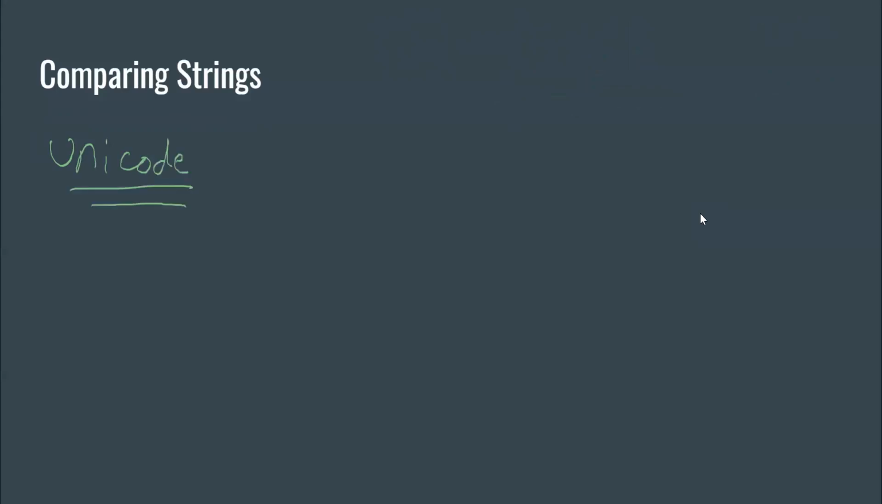Remember the Unicode, which is a number associated with each character. So if you want to compare two strings, you will compare their Unicode. So A and B, which one of them has the smaller Unicode? A has a smaller Unicode, therefore it will be smaller than B. So A is smaller than B.